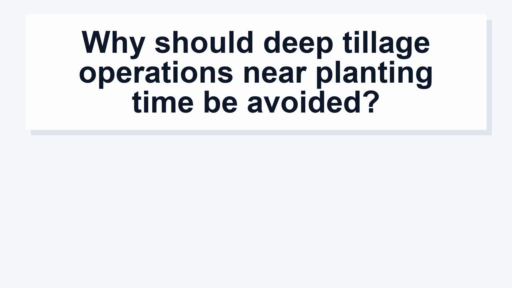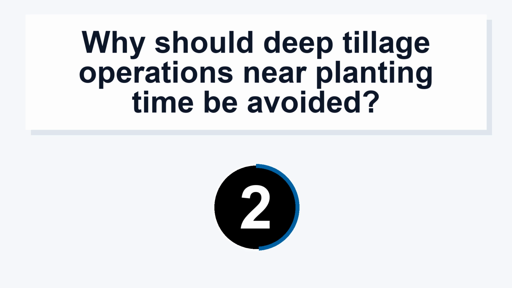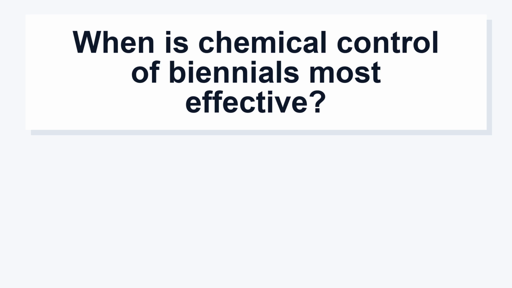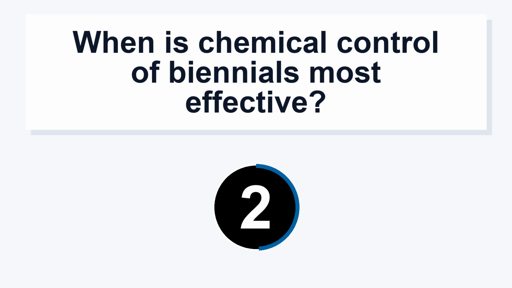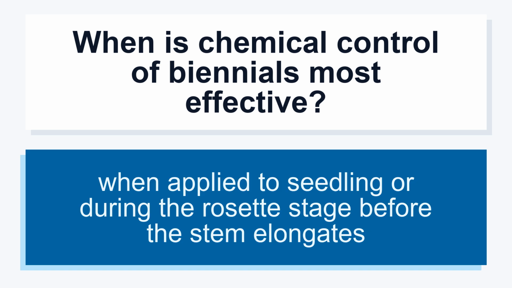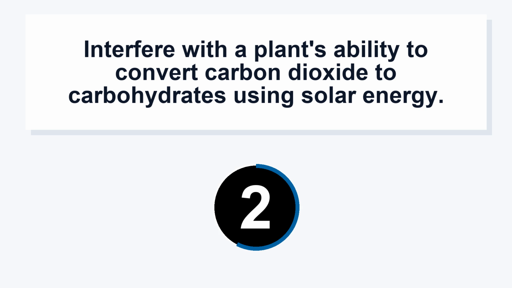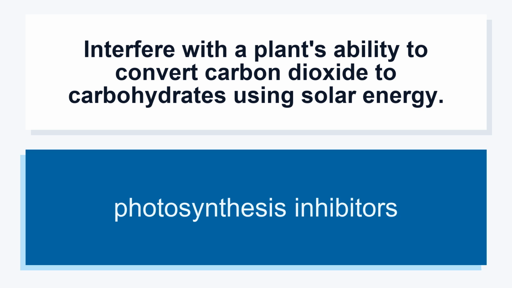Why should deep tillage operations near planting time be avoided? Avoid because they bring buried weed seeds to the surface. When is chemical control of biennials most effective? When applied to seedling or during the rosette stage before the stem elongates. Interfere with a plant's ability to convert carbon dioxide to carbohydrates using solar energy. Photosynthesis inhibitors.